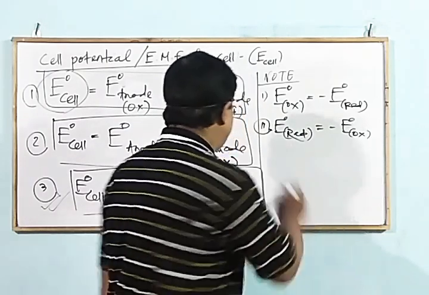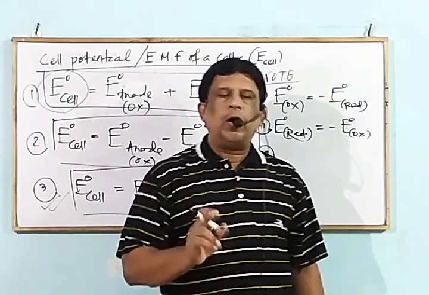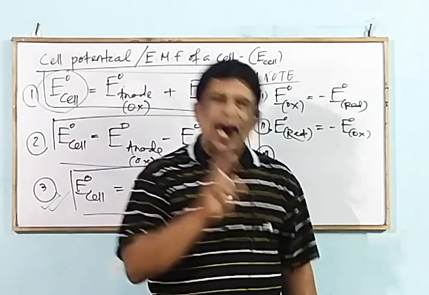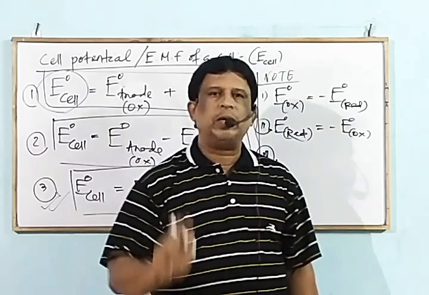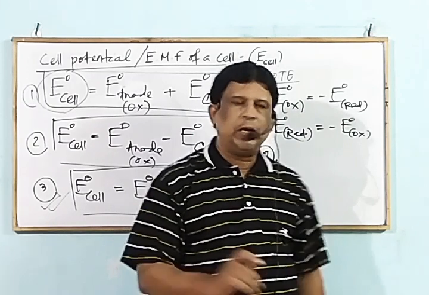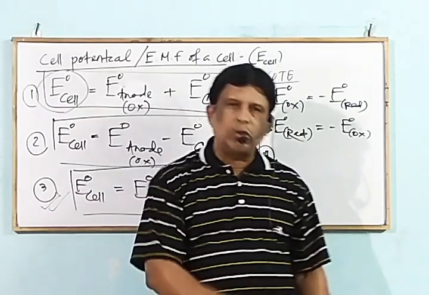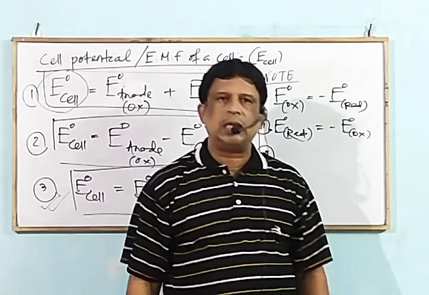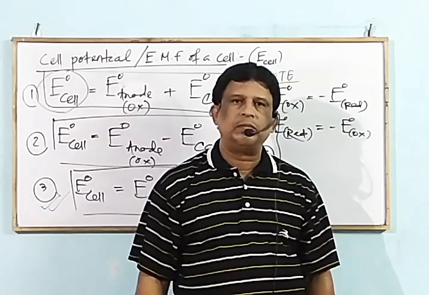Second point. Third point. The absolute value of a reduction potential or an oxidation potential of a single electrode cannot be calculated. Next point, electrode potential, that may be oxidation potential or reduction potential, may be expressed in terms of the unit volt.